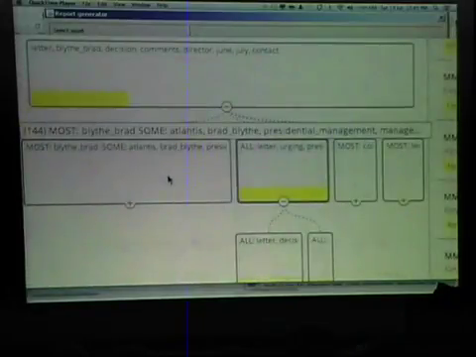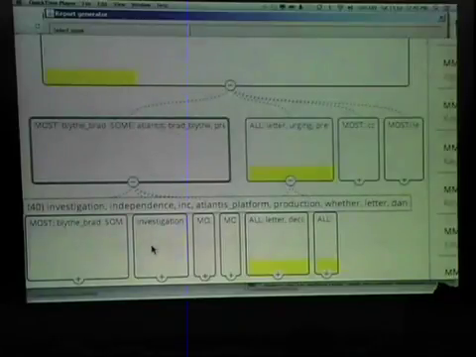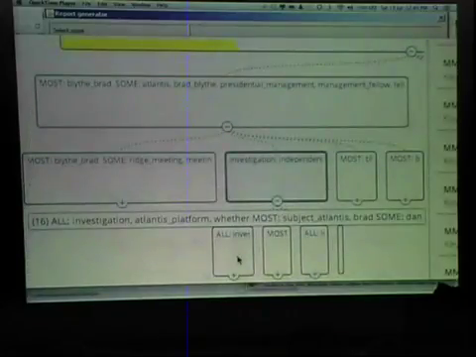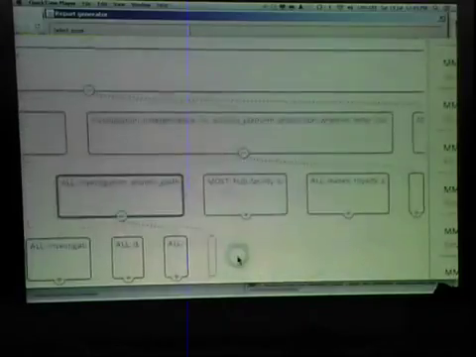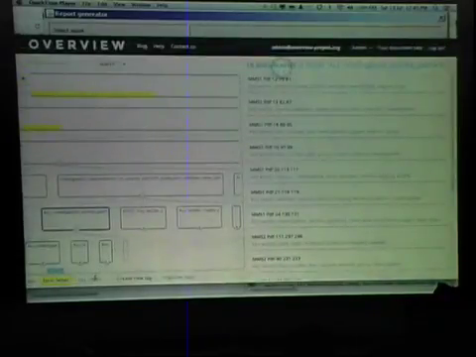This folder is a little less clear. No word appears in every document. So let's open it up. Still, we're looking at a folder which probably contains a bunch of different topics. So let's open it up again. Now we've got a folder where every document has the word investigation and Atlantis platform. What this is, is an email thread about a citizens group which was asking for an investigation into the safety of a particular oil drilling platform called the Atlantis. So let's tag that too.